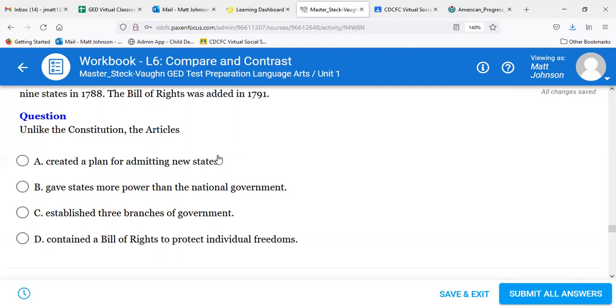Think about the main idea between the two and what they did and didn't do. So what did the Articles do that the Constitution took away? C established 3 branches. So the Constitution established 3 branches. The Articles, however, did B. So the Articles gave more power, or gave states more power than the national government.